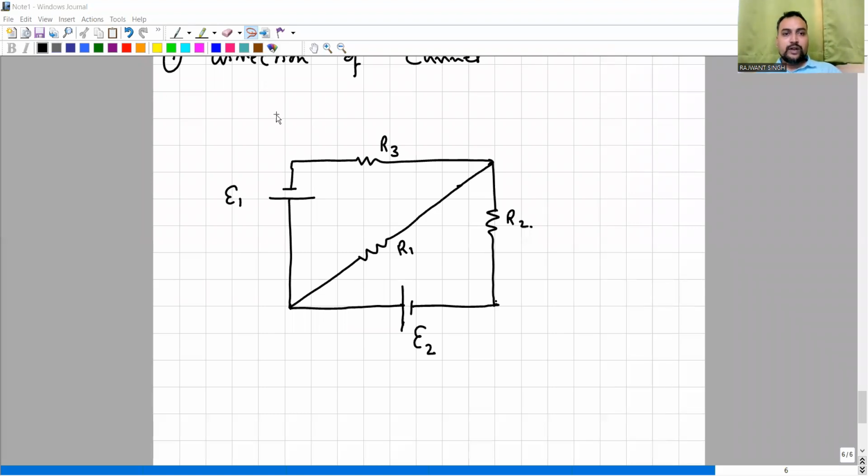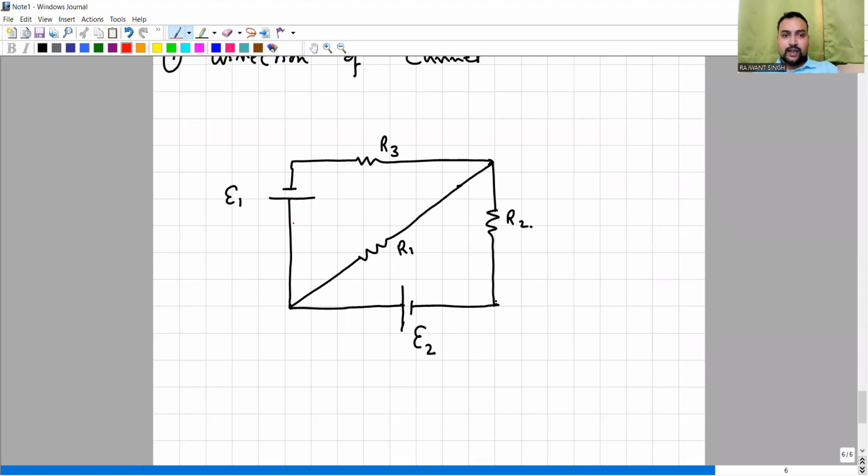So pause the video and draw this diagram, everyone. Don't draw anything else other than this information. E1, E2 are the two EMFs of the cells. R1, R2, R3 are the resistances. You have to draw the same diagram 3-4 more times.